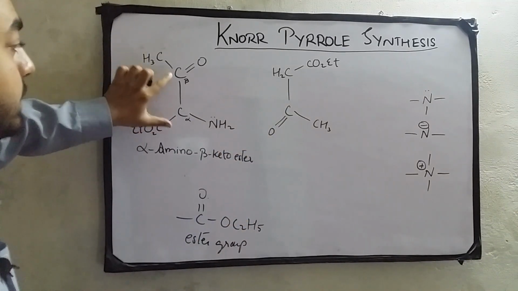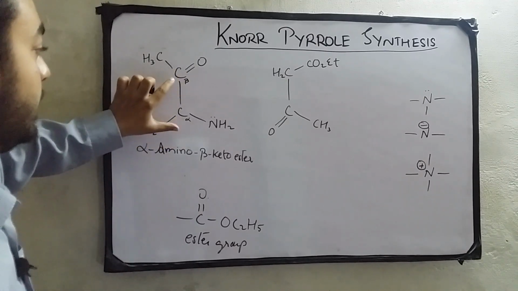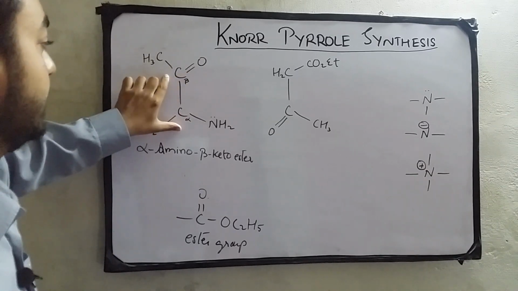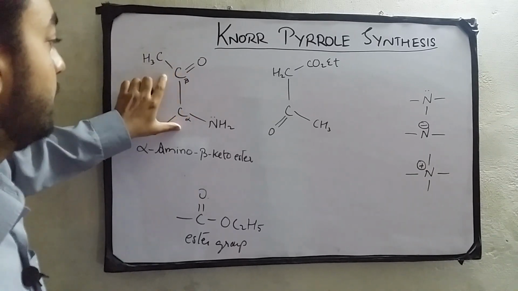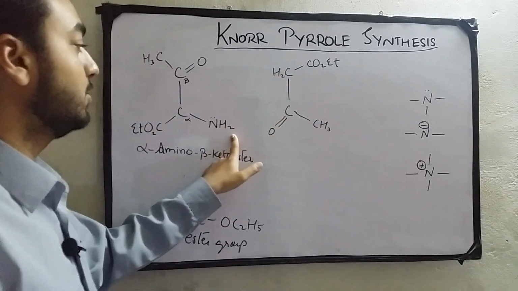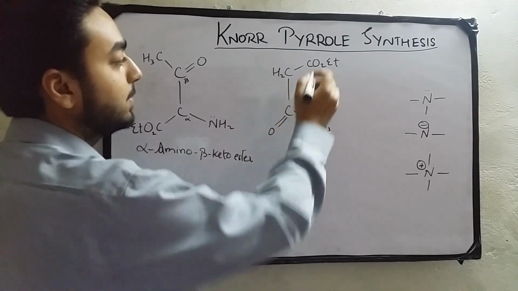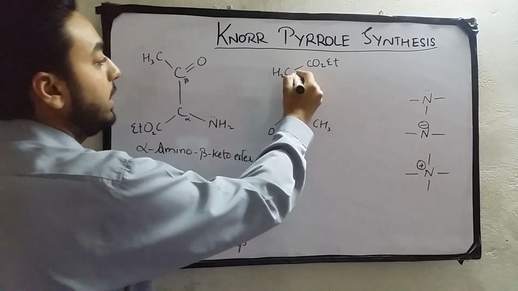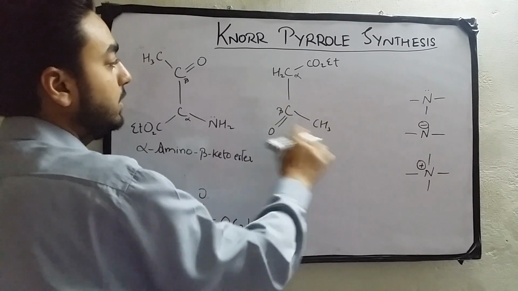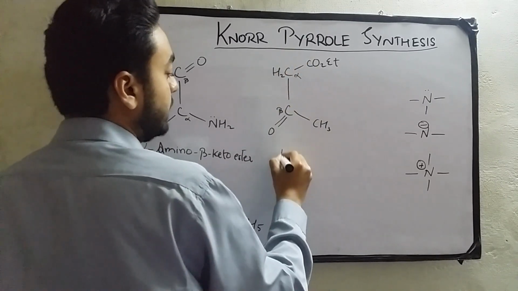Now what is this? If you tilt this structure upside down, or you can say 180 degrees, it is one and the same thing, but in this structure there is no amino group. So it will be only a beta keto ester. You can see that alpha carbon, beta carbon, so as a whole it is beta keto ester.